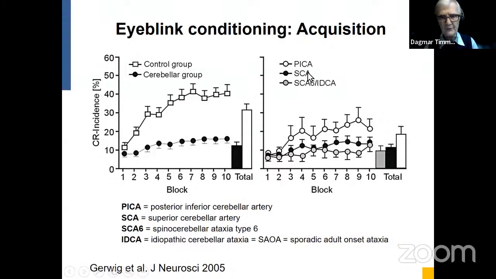Then we tested patients with stroke. So this here means superior cerebellar artery stroke, and they perform not much different from the patients with cerebellar degeneration. And these open dots are patients with strokes in the territory of the posterior inferior cerebellar artery, and they show some learning. Here, it's just all the patients grouped together. So these dark circles are all of these patients grouped together compared to a control group. And in the control group, there is faster learning and more learning.